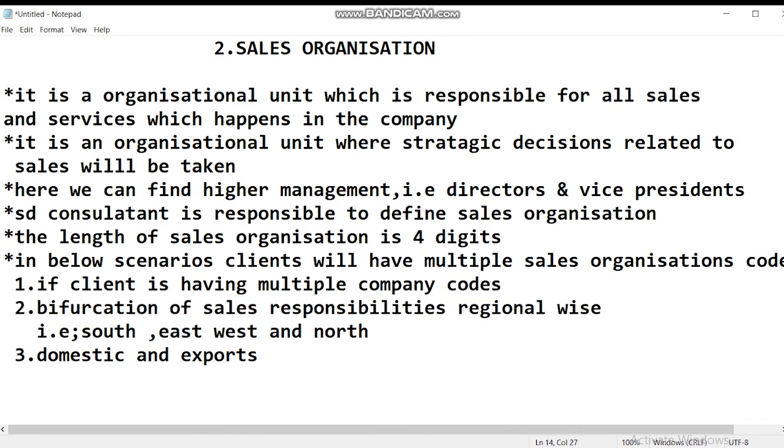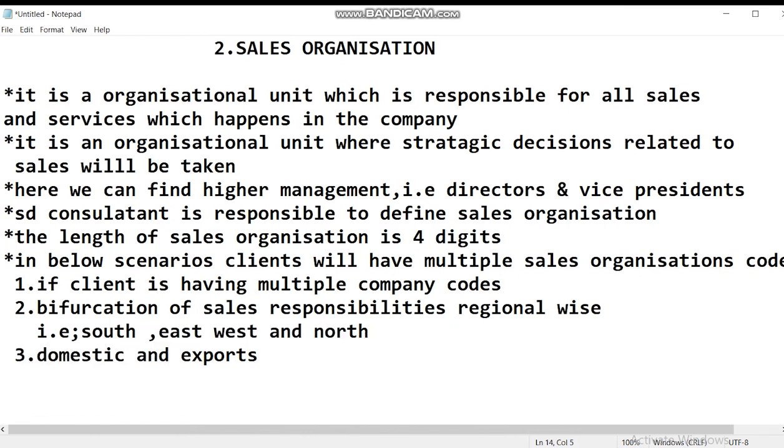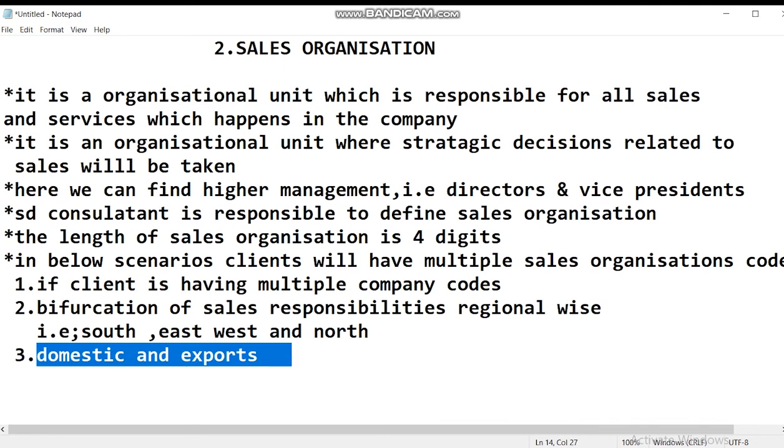At the same time, there is bifurcation of sales responsibilities regionally. That is, if you maintain a south sales organization, an east sales organization, a west sales organization, a north sales organization, at that time also you have to maintain separate codes for these sales organizations, and in domestic and exports also. So this is all about the sales organization.